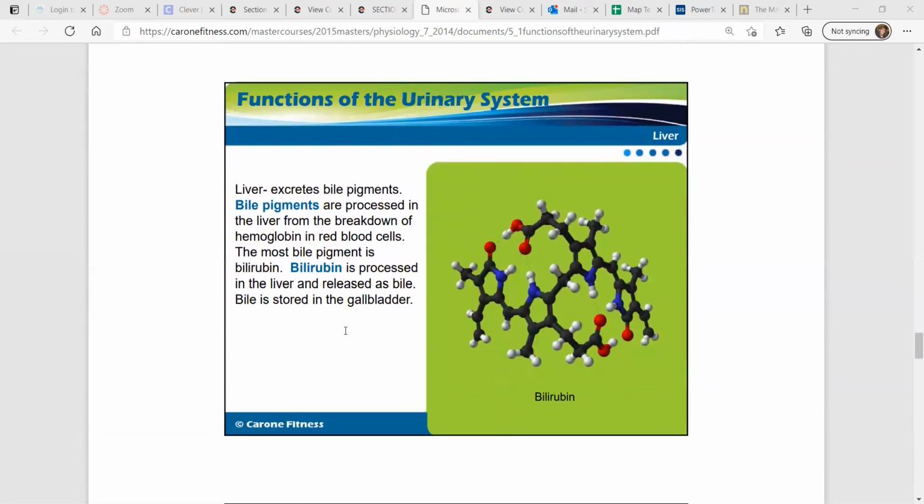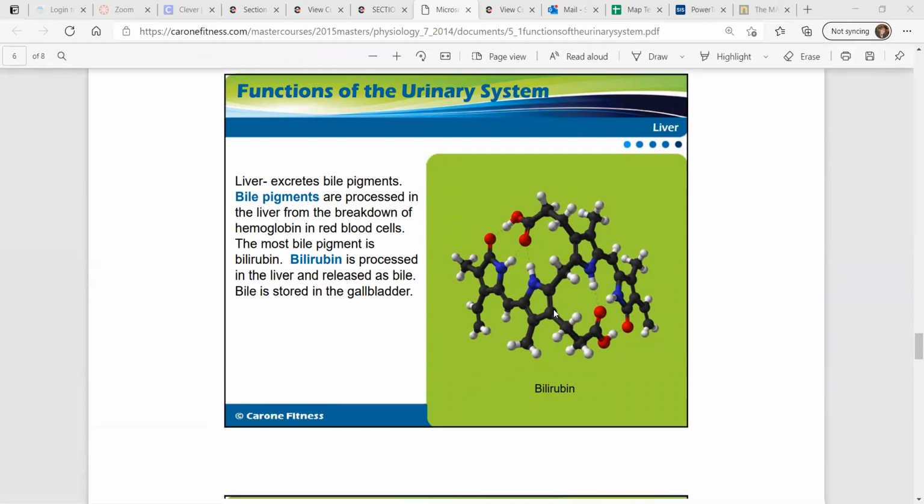The liver excretes bile pigments, and these bile pigments are processed in the liver from the breakdown of hemoglobin in red blood cells. The most bile pigment is bilirubin. Bilirubin is processed in the liver and released as bile. Bile is stored in the gallbladder. Here is a picture of bilirubin.